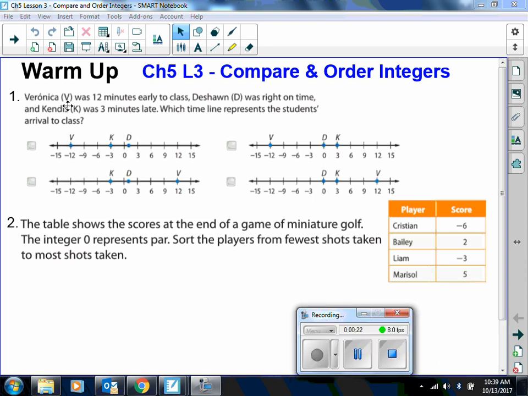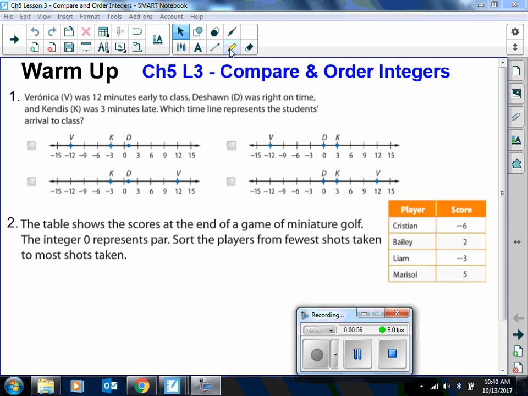Number 1 says Veronica V was 12 minutes early to class. Deshawn was right on time, and Candace was 3 minutes late. Which timeline represents the students' arrival to class? So when we look at this, Deshawn was right on time, right? So if he was right on time, if we're thinking about a warm-up, if we're thinking about a number line, Deshawn would be right at 0, right? Because he's right on time.